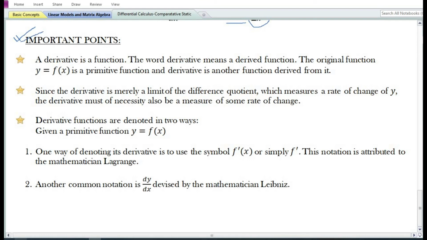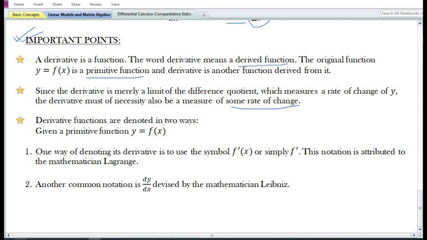A derivative is a function. The word derivative means a derived function. The original function is a primitive function, and derivative is another function derived from it. So a derivative is a function itself. Since the derivative is merely a limit of the difference quotient which measures a rate of change of y, the derivative must of necessity also be a measure of some rate of change.